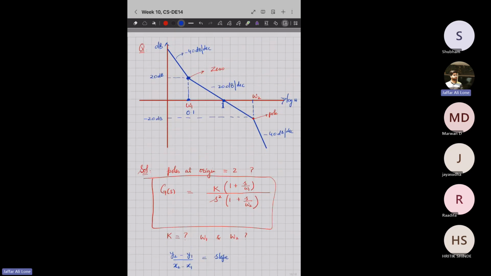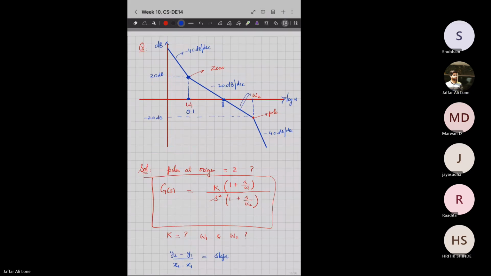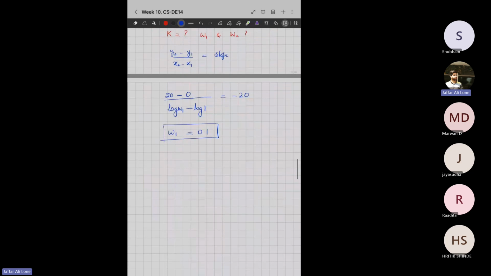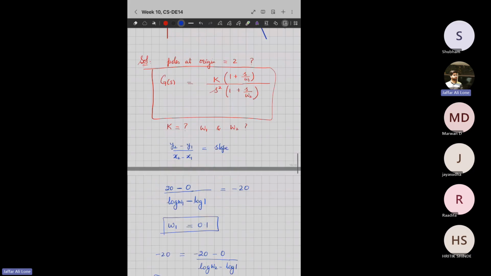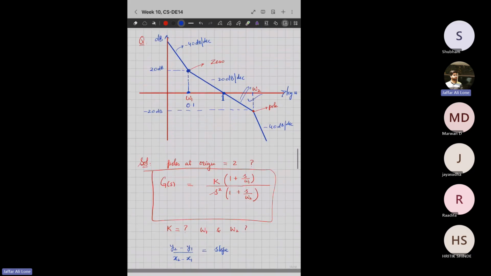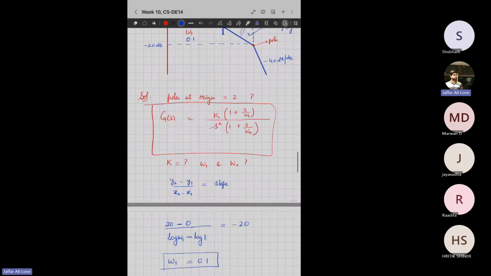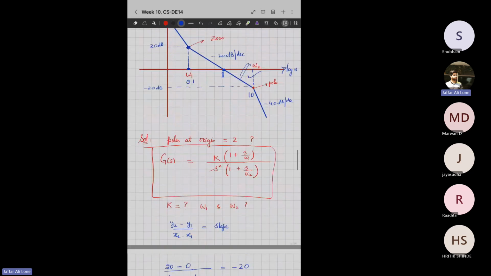Now similarly, apply this formula here. You know the slope is again minus 20. So again, similarly, minus 20 is equal to 20 minus 0 over log of omega 2 minus log of 1. If you solve it, you will get omega 2 as 10. Very simple. I just used the slope formula here. So you got omega 2 as 10.